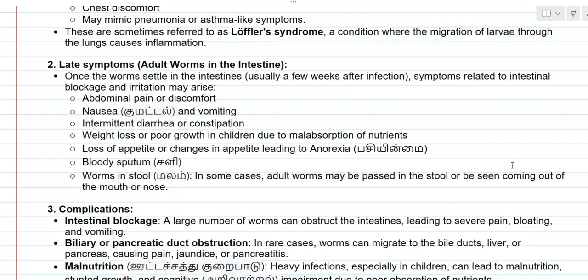The next one is a loss of appetite or changes in the appetite of a person. It may lead to a condition of anorexia also. The next symptom is bloody sputum.